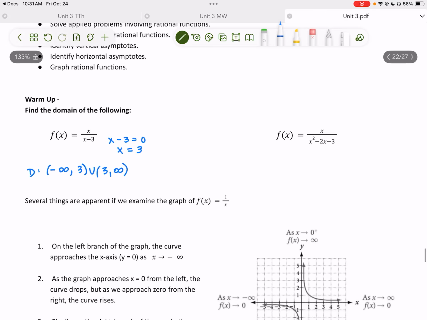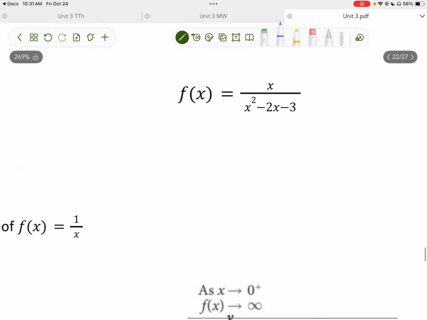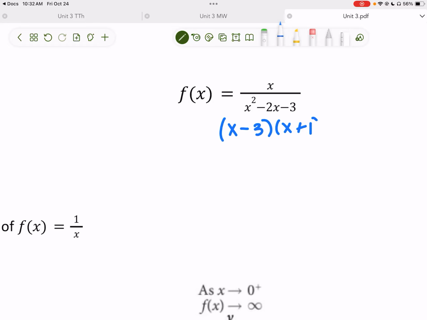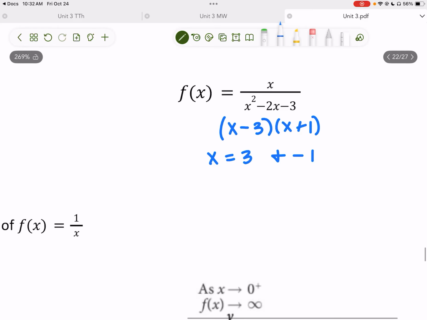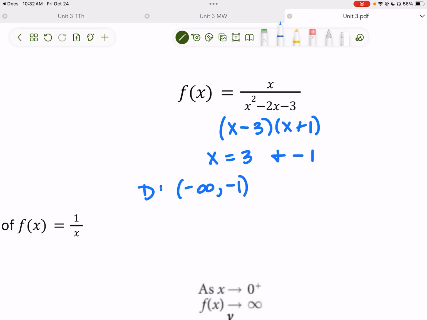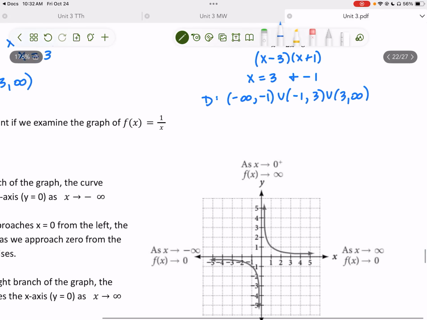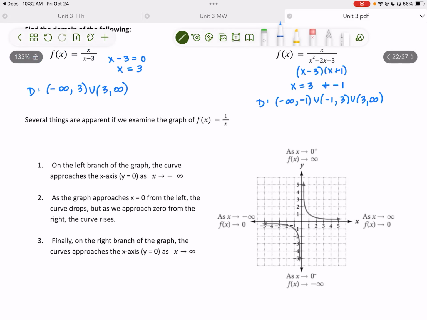So if we do that with the other one, we need to factor it. So that'll be, let's see, x minus 3, x plus 1. And so we'll have 3 and -1 both get skipped. So there's going to be quite a few unions here, which is okay. Remember, everything is going to be in parentheses. So there's your domain.